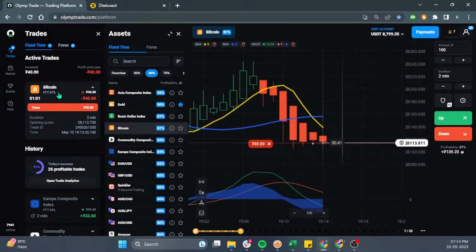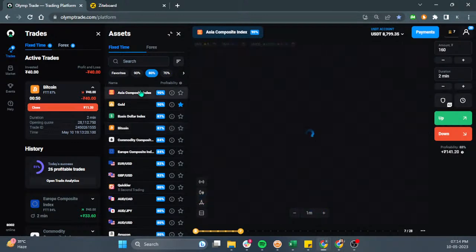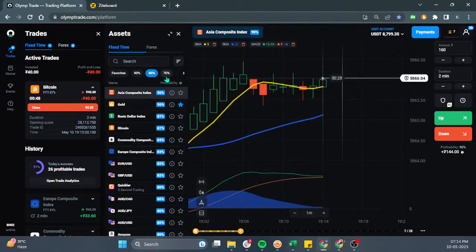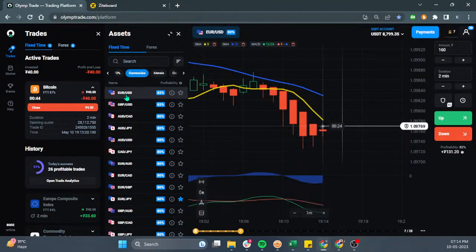At the moment, if I talk about Bitcoin, I'm quite close. It's a borderline case. There's a possibility of having a profitability. Let's see. We still have good 50 seconds left on this trade. Let's see how this one goes. I'll go back to currencies to see if I can find some signal over there.